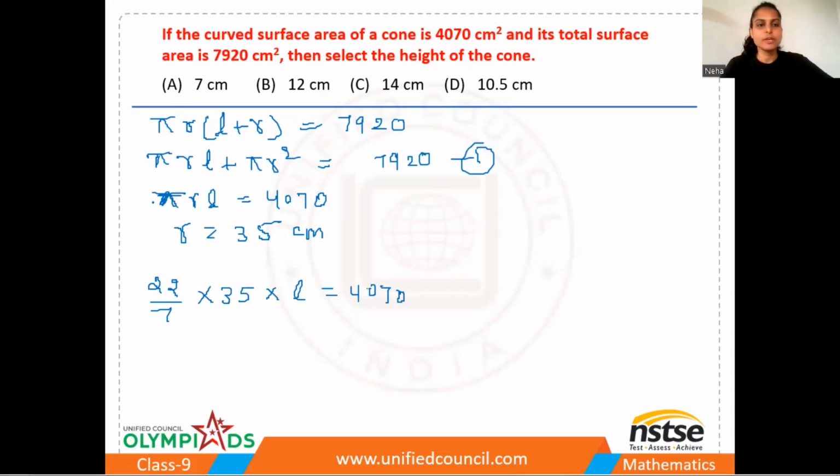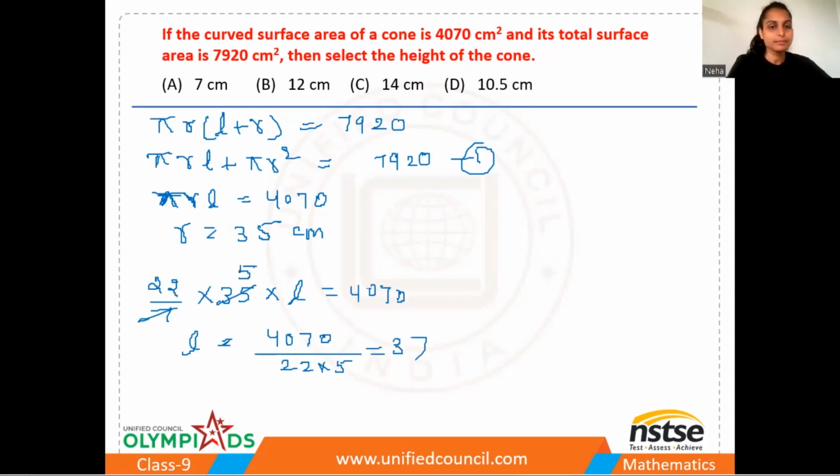Because pi r l, the value of pi r l is given equal to 4070. Pi is a constant value. R we now have with me, and l I don't have. So here I can find out the value of l very easily, right? So 7 5s are 35, right? So l is nothing but equal to 4070 divided by 22 multiplied by 5, which is nothing but equal to 37. Okay, so now I have the value of l, right?